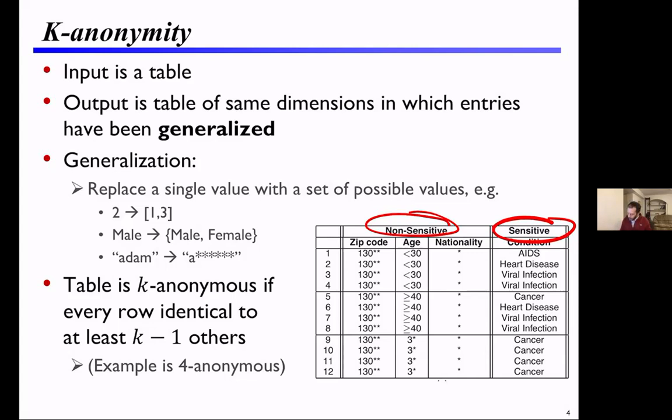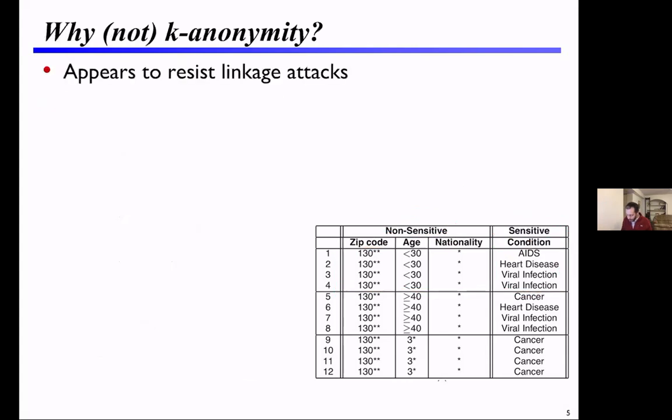Whereas the sensitive variables are just left alone. So essentially what we're saying is there's a set of records that fit this template, and here is the set of sensitive variables that goes with those records. So k-anonymity was designed to make it harder to carry out linkage attacks, and indeed, it seems that it probably does that.